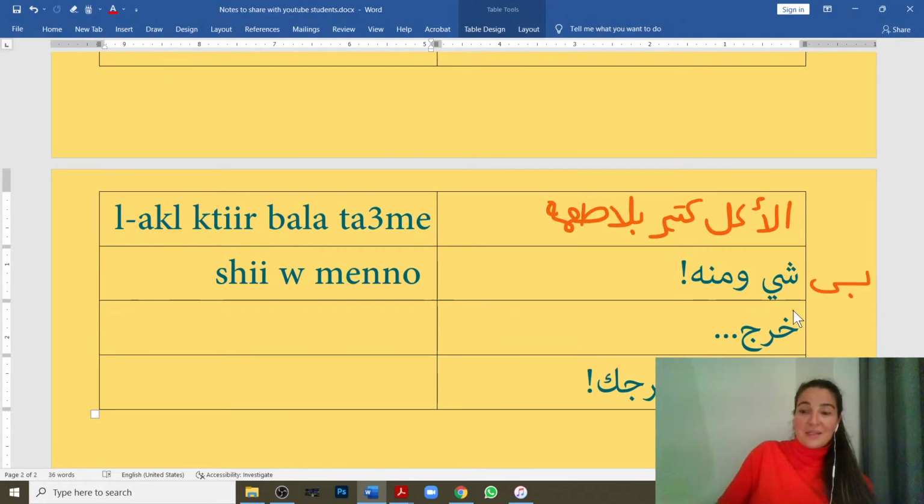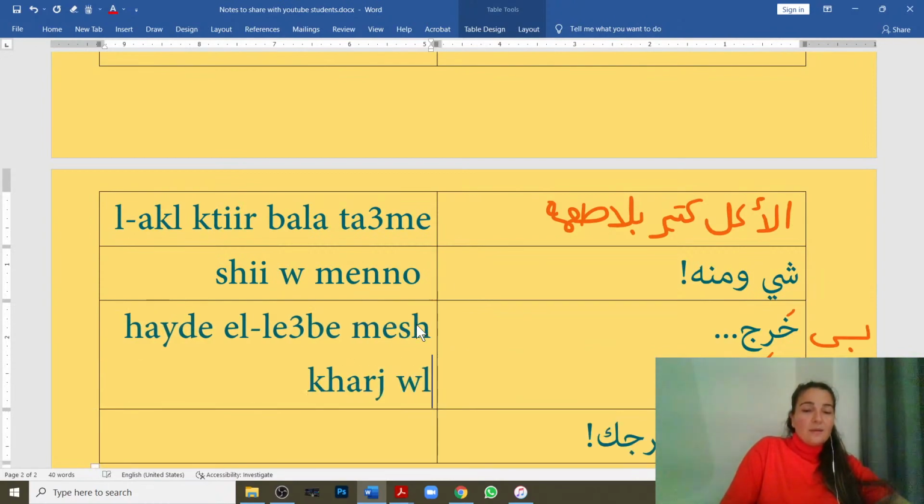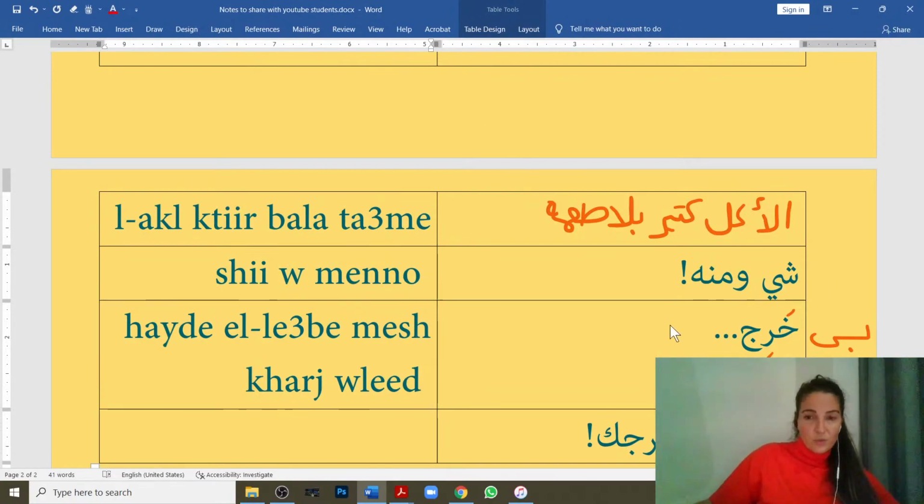Yeah, the next one is خرج. It's also a short one-syllable word, خرج, but you can pronounce it خرج. That's how we say it in Lebanon. خرج can mean suitable for. For example, هيدي اللعبة, this toy, هيدي اللعبة مش خرج ولاد. Let me write it here. هيدي اللعبة مش خرج ولاد. This toy is not suitable for kids. Okay? هيدي اللعبة مش خرج ولاد. So خرج can mean suitable.